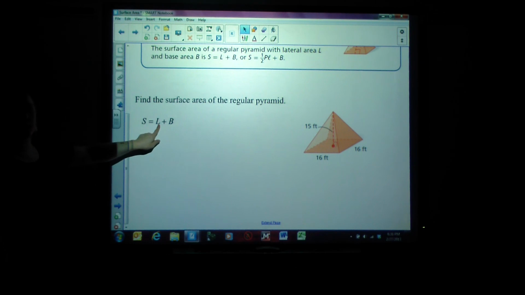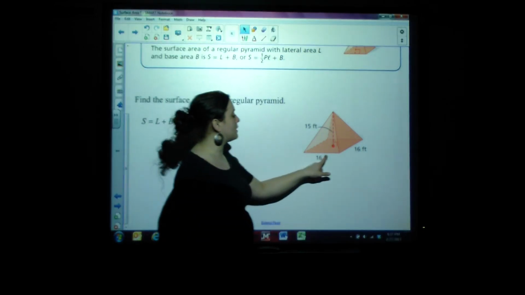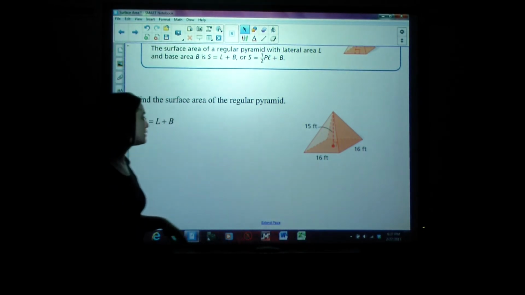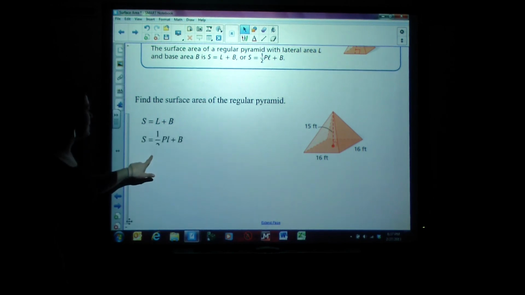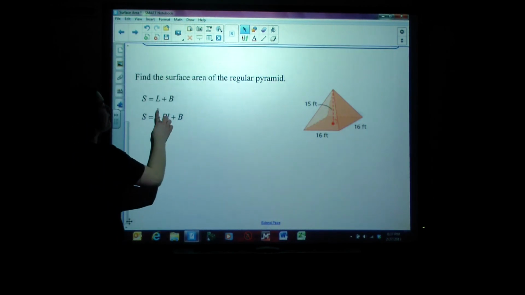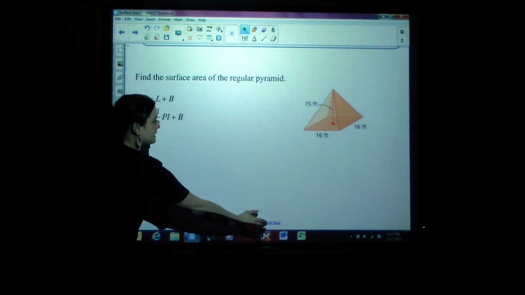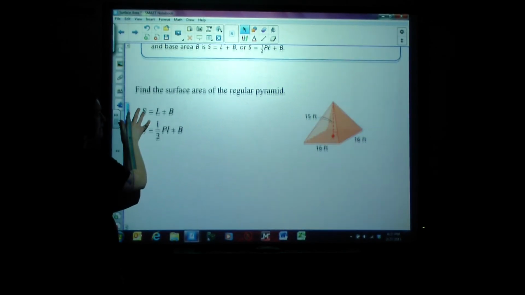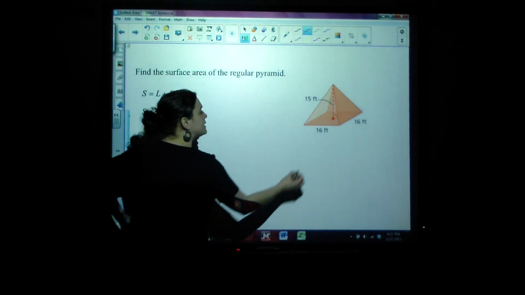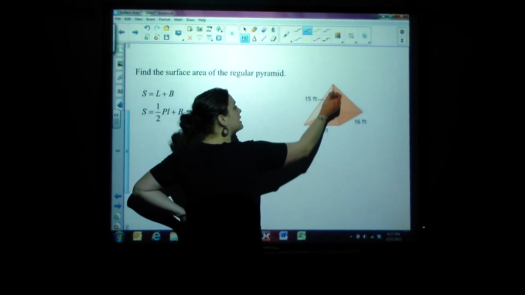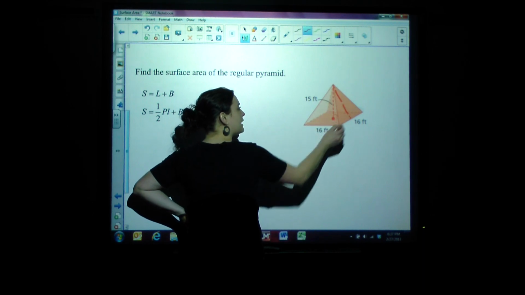So lateral area is going to be half perimeter times slant height, and the base in this case is going to be a rectangle or a square, which is going to be 16 times 16. So we're really going to need half the perimeter times the slant height plus base. Now, do we know the slant height? Let's look at the picture. 15 happens to be the vertical height. The slant height is right here.